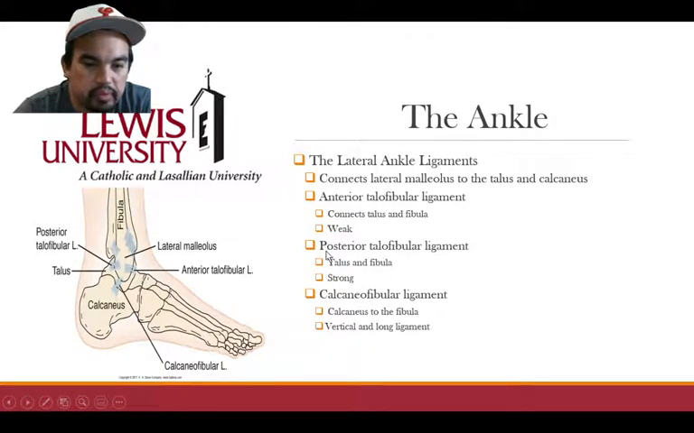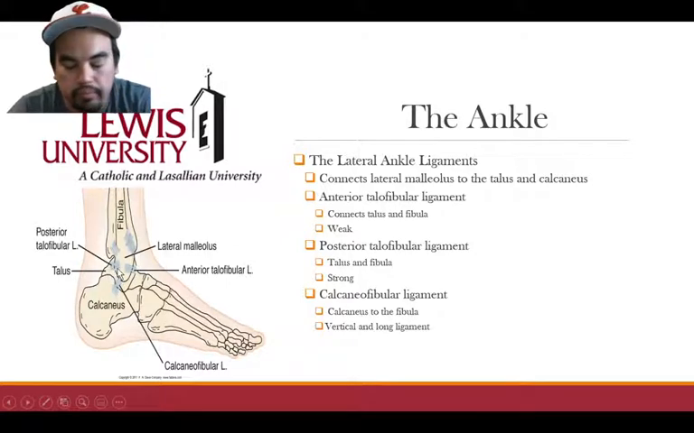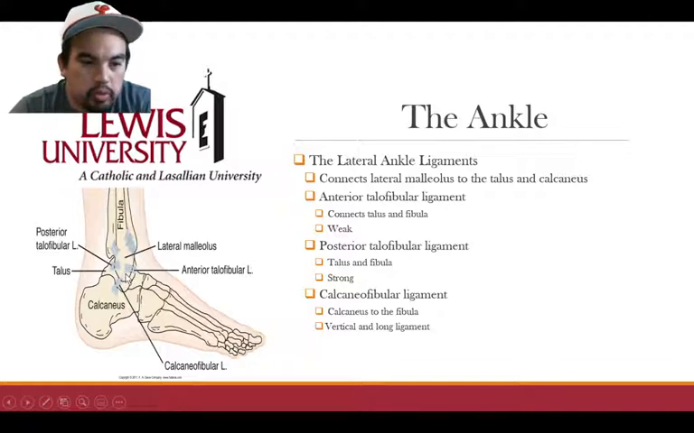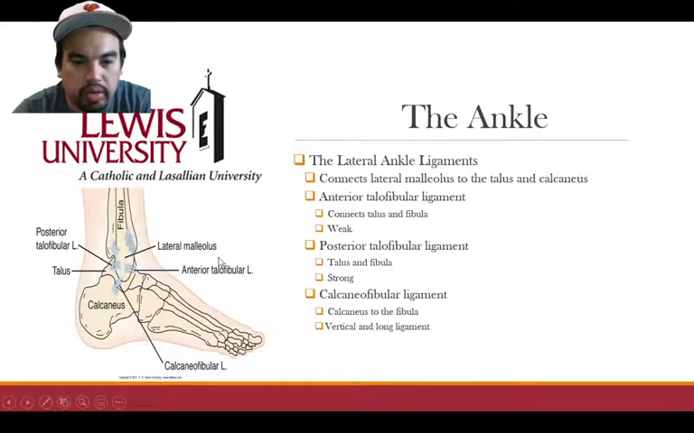ATF. Then we have the posterior talofibular ligament. So if you notice, talus, fibula. Then we have the posterior talofibular, once again talus and fibula, right here. And this guy doesn't get injured too much, but he does very rarely get injured. You'd have to almost land in a maximum dorsiflexion and invert that ankle or twist that ankle somehow to actually injure that guy. It's a fairly strong ligament as well.